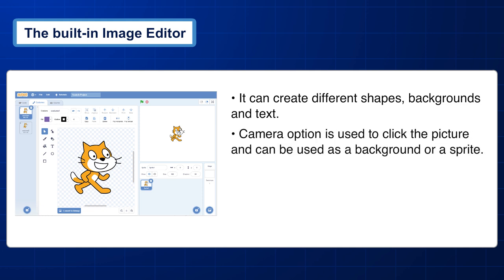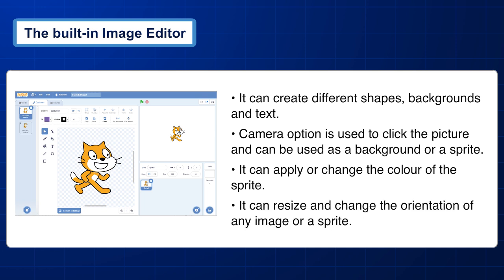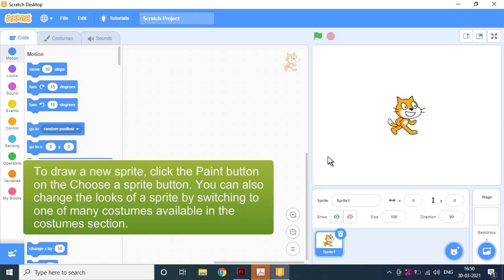The camera option is used to take a picture and can be used as a background or a sprite. It can apply or change the color of the sprite. It can resize and change the orientation of any image or a sprite. To draw a new sprite, click the Paint button on the Choose a Sprite button. You can also change the looks of a sprite by switching to one of many costumes available in the Costumes section.